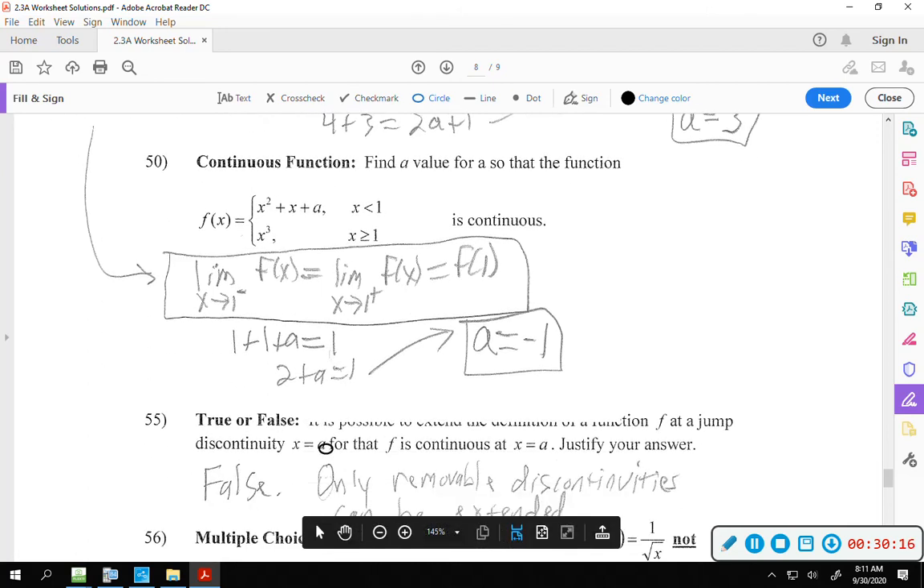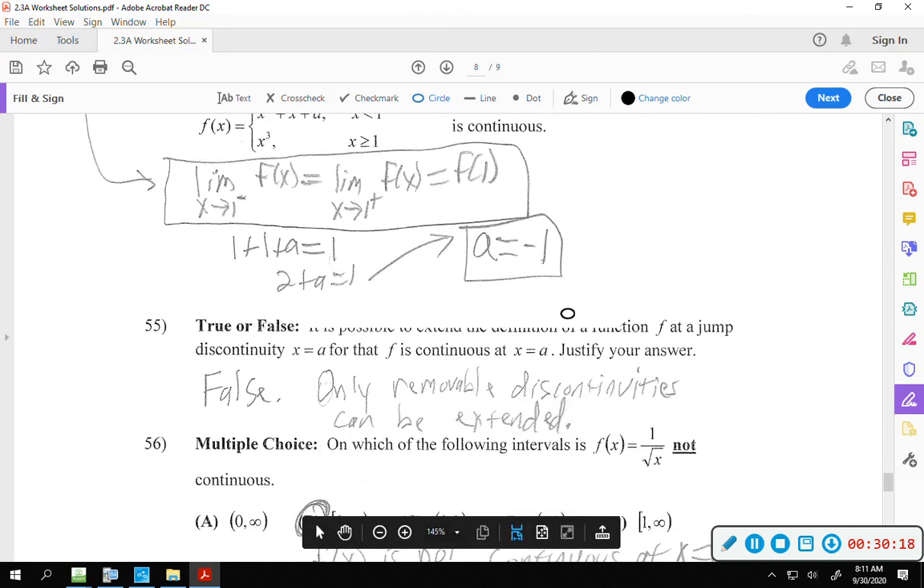55. This kind of got cut off here. I'll read it to you. You should be able to see it on your paper. But for 55, it says, it is possible to extend the definition of a function f at a jump discontinuity x equals a, so that f is continuous at x equals a. So in other words, can you create a continuous extension at a jump discontinuity? That is false. Only removable discontinuities can be extended. That's your justification.